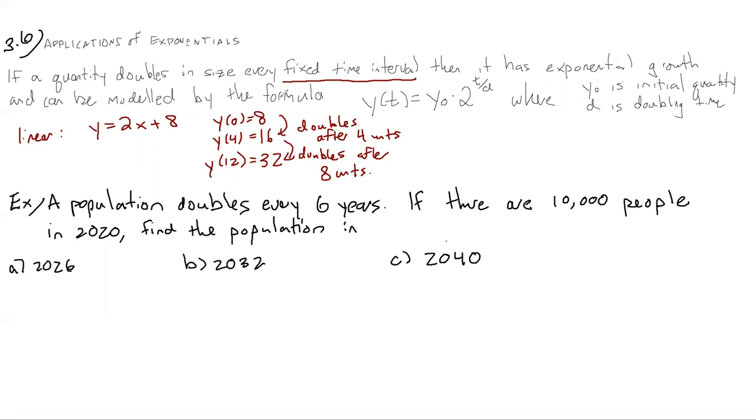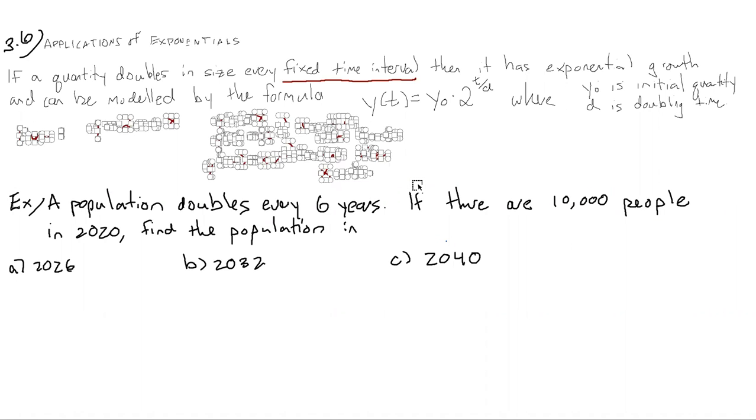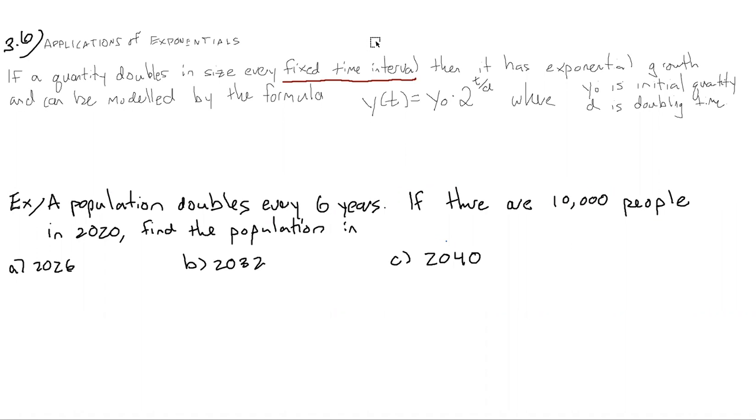But the key thing here is that it's not fixed time intervals. The time it takes to double in a linear pattern actually changes every single time. So it's not fixed. So we're not looking at linear functions here. We're going to be looking at exponential models. And hopefully the example will emphasize why this formula here is going to work.